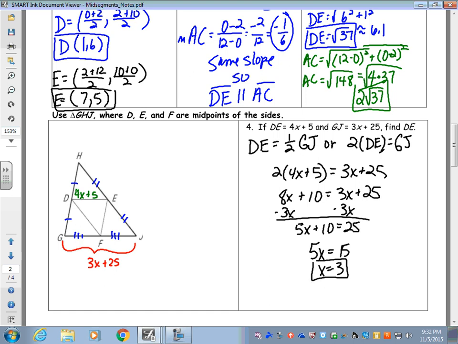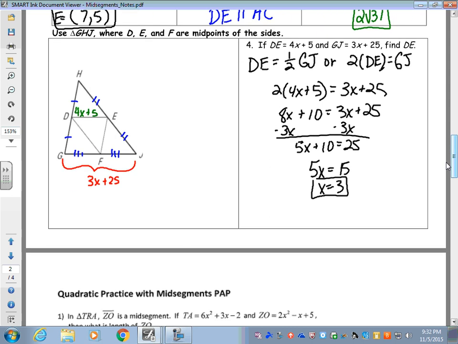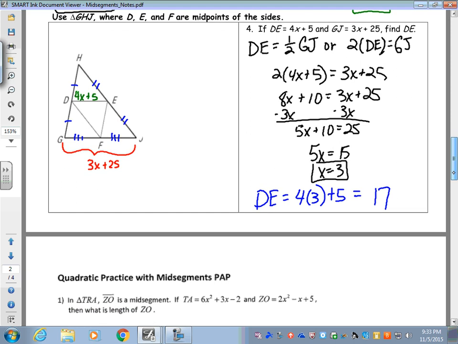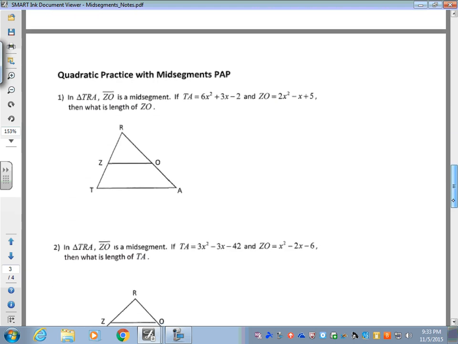Alright, so you got x is equal to 3, so they want us to find the length of DE. Well, to do that, I'm just going to substitute it back in. So 4 times 3 plus 5 gives me DE of 17. Alright, so that is the test-like, and so are quadratic practice with midsegment.